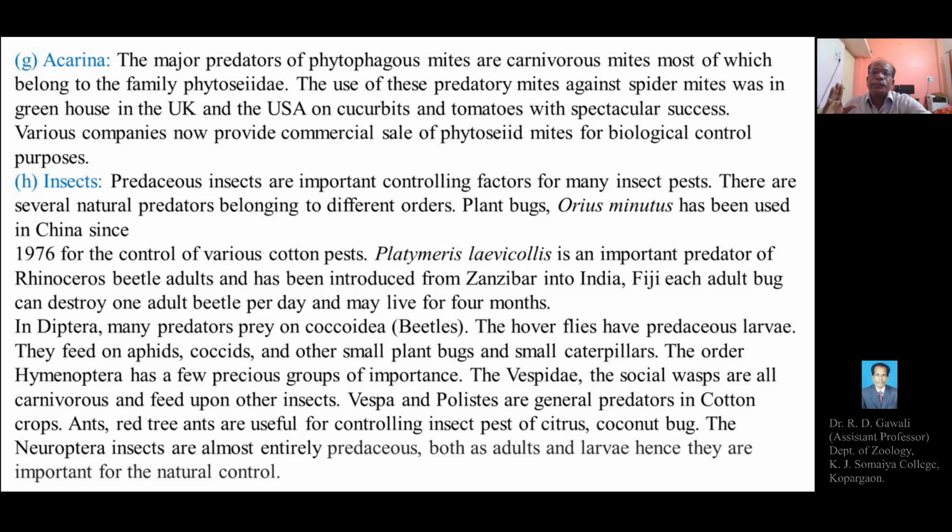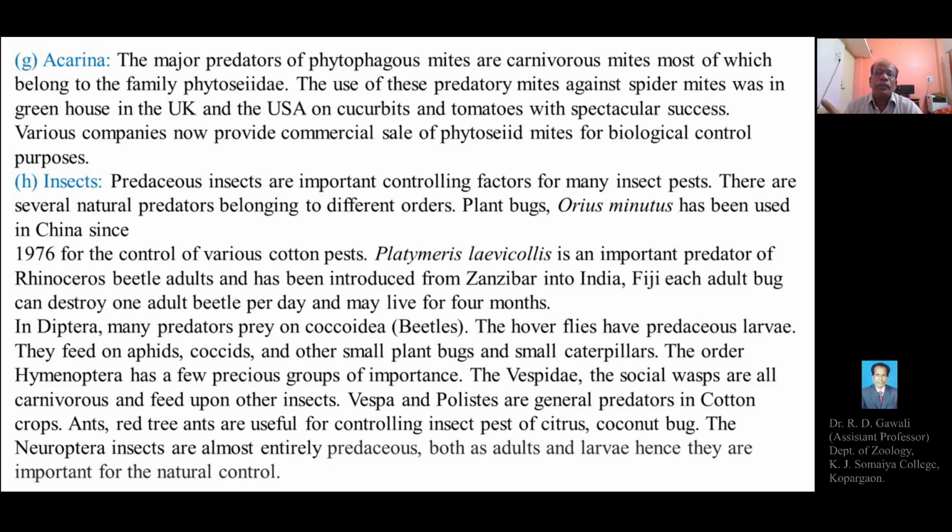The hoverflies have predaceous larvae, which means the larvae of the hoverflies act as predators and feed upon aphids, coccids and other small plant bugs and small caterpillars. So, the predaceous larvae of the hoverflies can feed upon pests like aphids, coccids, and other small plant bugs and small caterpillars.